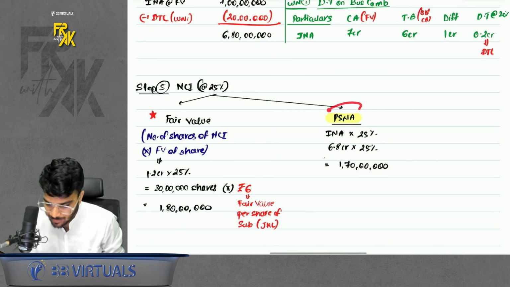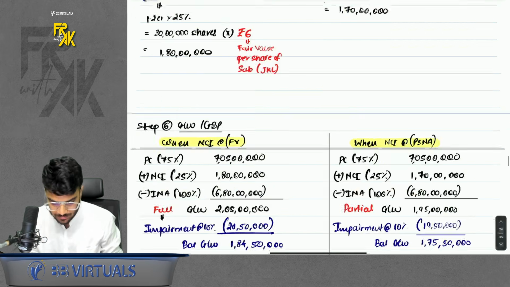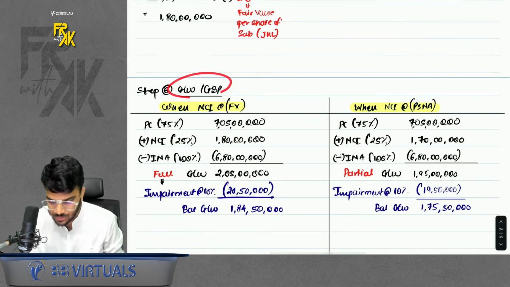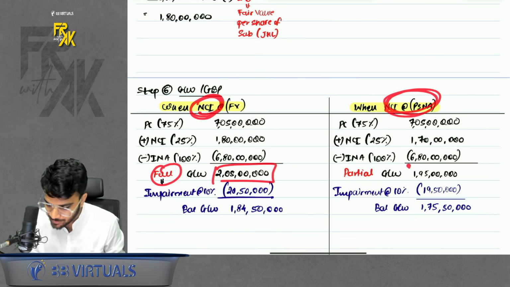Either this or you can follow PSNA. In this question, it is said to follow both the methods, so I am doing both the methods. Then you will get the goodwill. If you take NCI at fair value, goodwill will come as full goodwill. If you take NCI at PSNA, goodwill will come as partial goodwill.